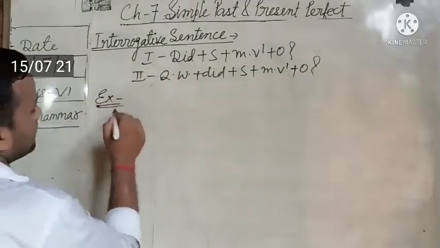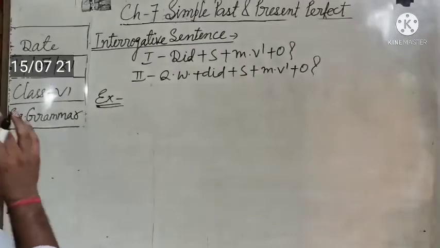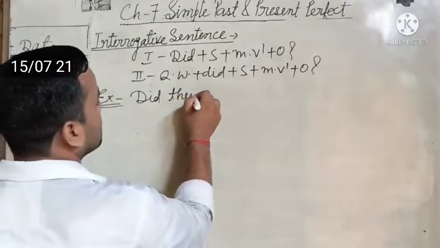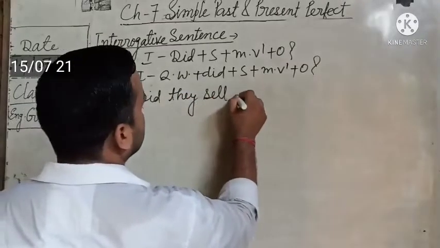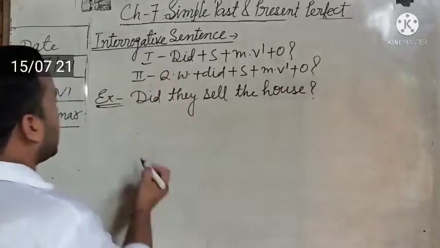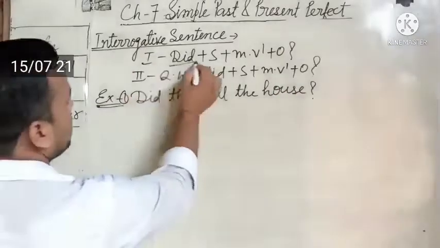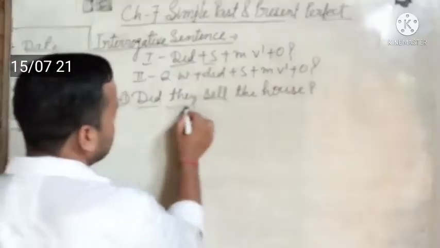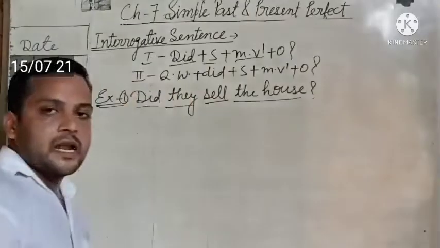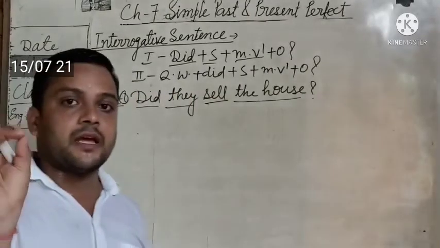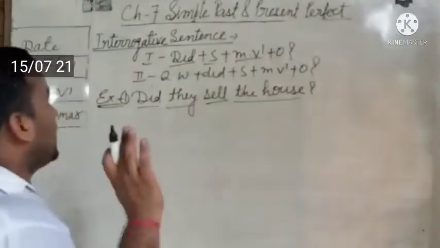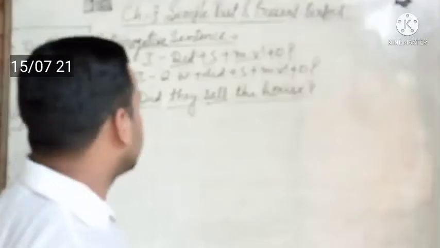See the example for your better understanding. Did they sell the house? Firstly we write did, then subject, they, then main verb first form sell, and at last object. And after the object, students, the question mark is very compulsory at the end of the sentence. Without a question mark, an interrogative sentence is incorrect.